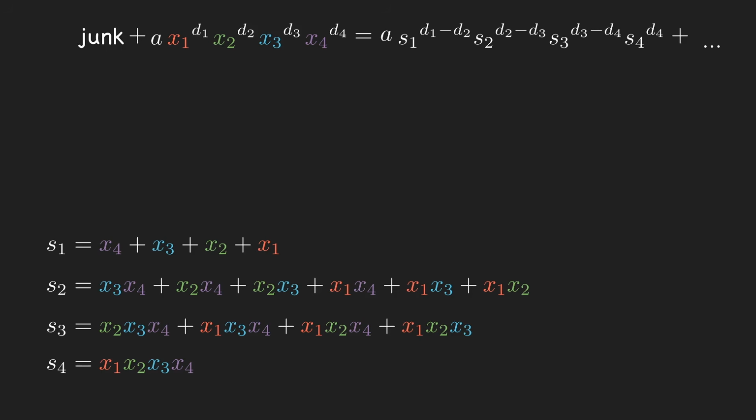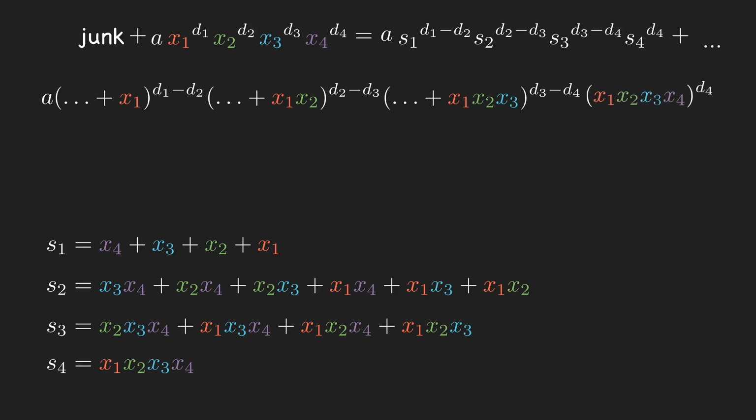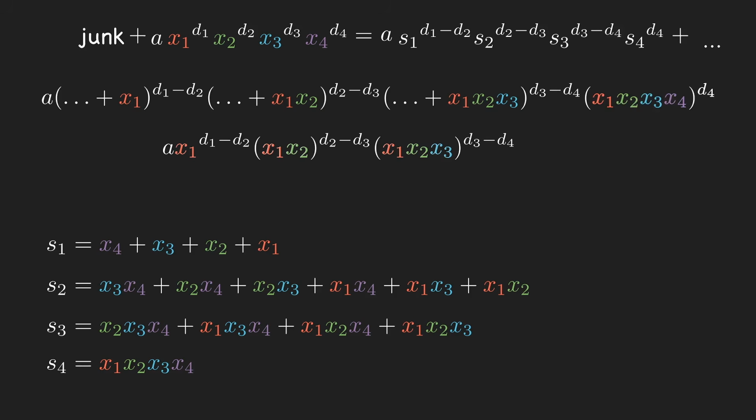If we were to expand this out, the highest multi-degree term would be the product of the highest multi-degree terms in all the factors, which is a times x1 to the d1 minus d2, times x1 x2 to the d2 minus d3, times x1 x2 x3 to the d3 minus d4, times x1 x2 x3 x4 to the d4.